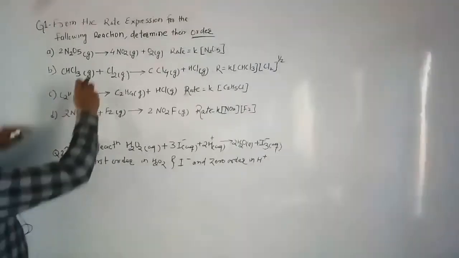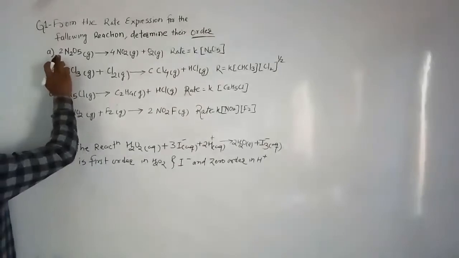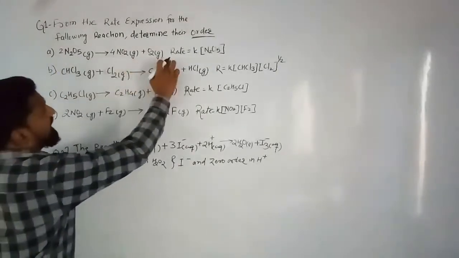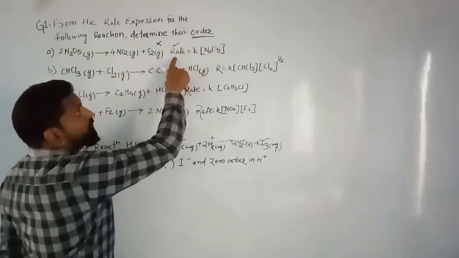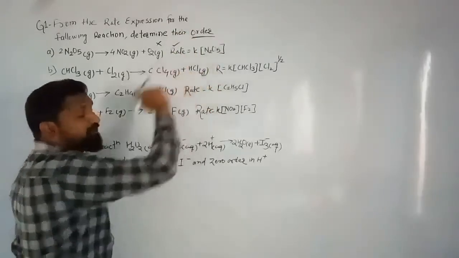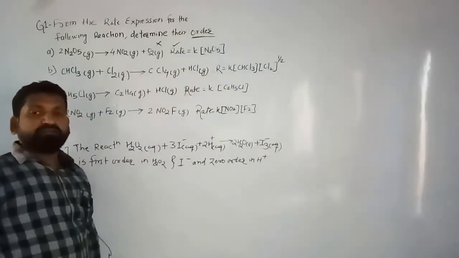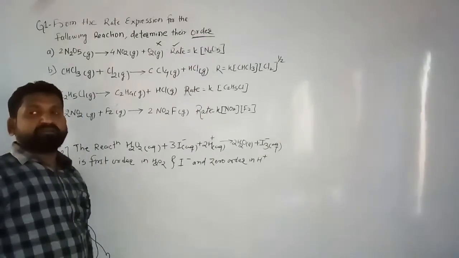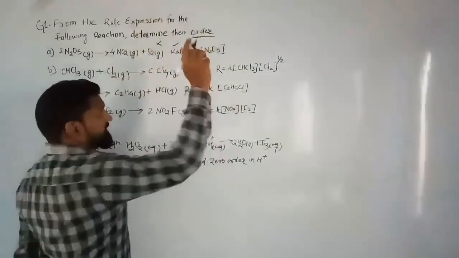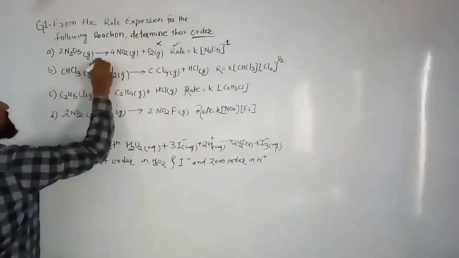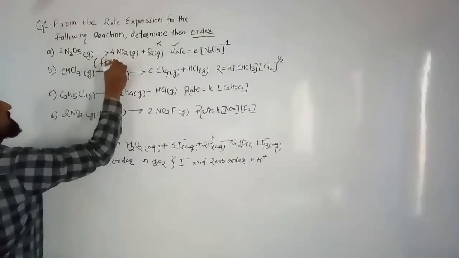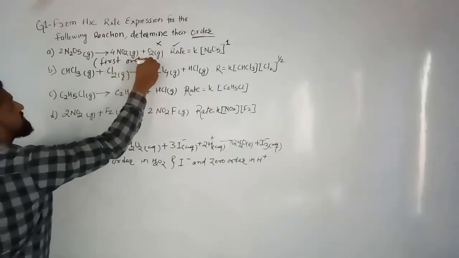Now the reaction is given. For example, 2 N2O5 is given, and now don't look at this reaction, only look at the rate expression. Yes or no? Only see the rate expression. Now what is the algebraic sum of the exponents? Only one. So here it is nothing but 1. Therefore the correct answer is first order reaction.